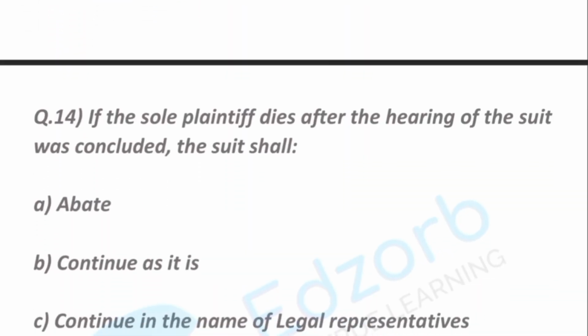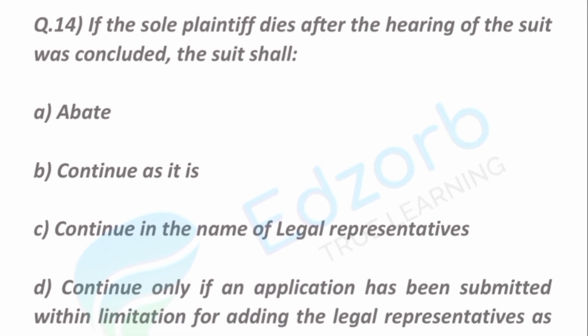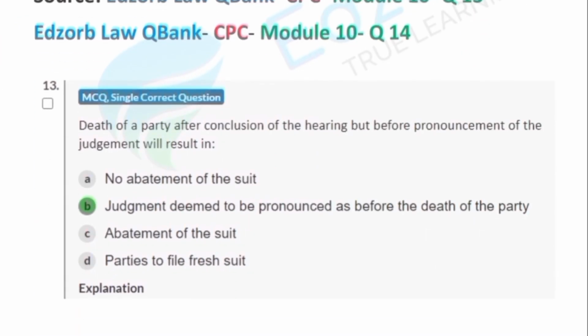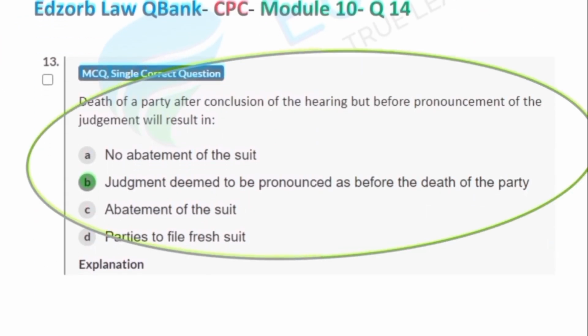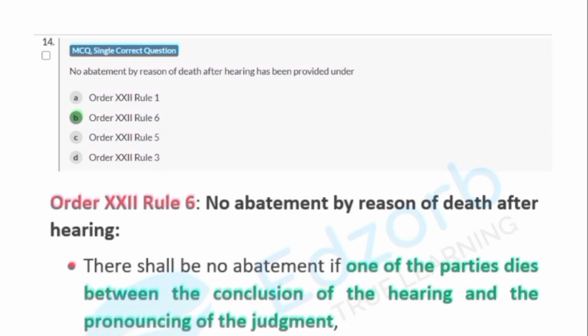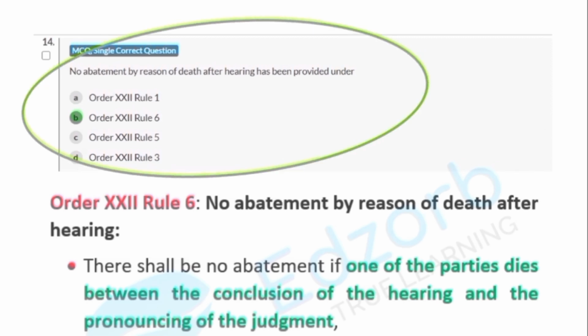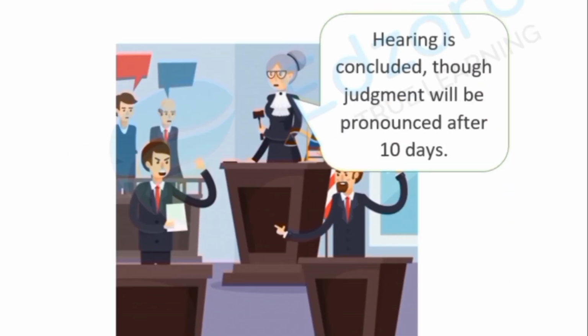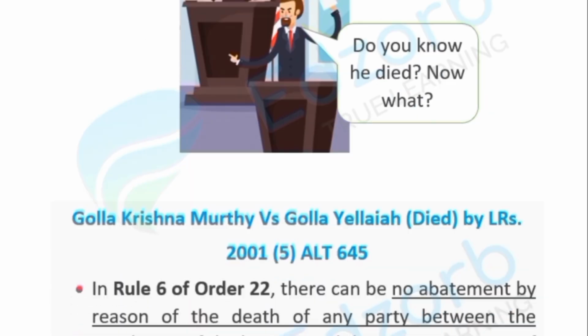Now the 14th question pertained to abatement of suits, albeit imagined the situation where sole plaintiff had died after conclusion of hearing. B was the correct answer here. Interestingly, our 2 questions from the question bank were of direct relevance here and could have easily fetched marks for you. Notably, this was also a direct question from Order 22 Rule 6. You see, nothing remains after conclusion of hearing save and except the writing of judgment, and as such the suit would not abate. Judgment can still be pronounced.